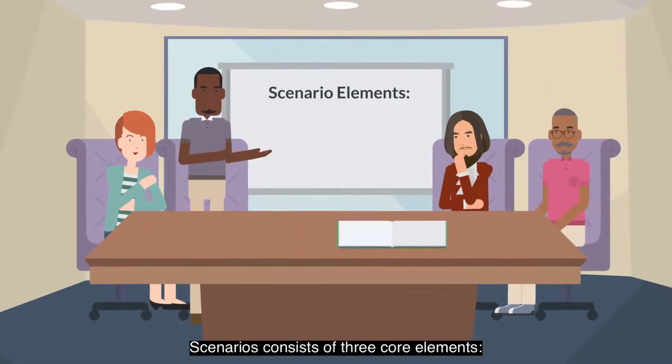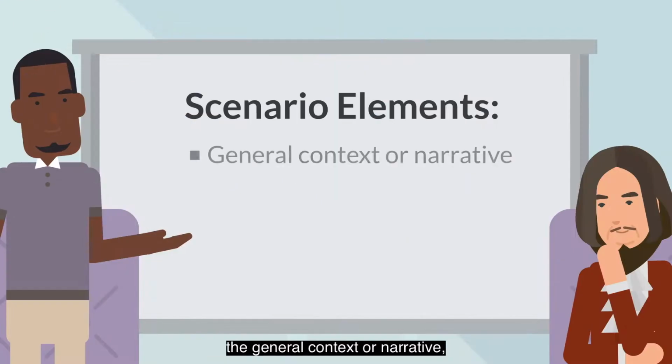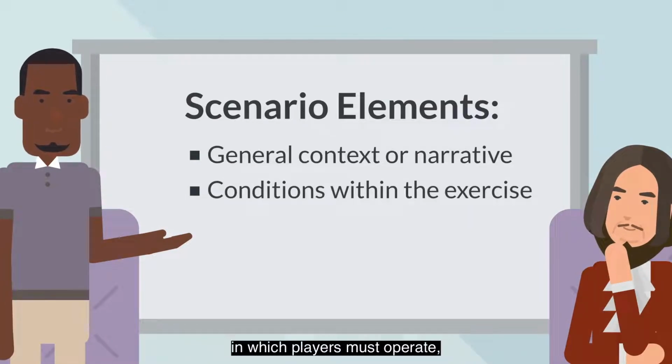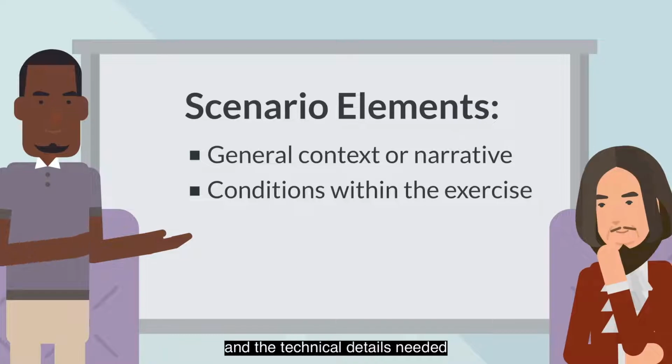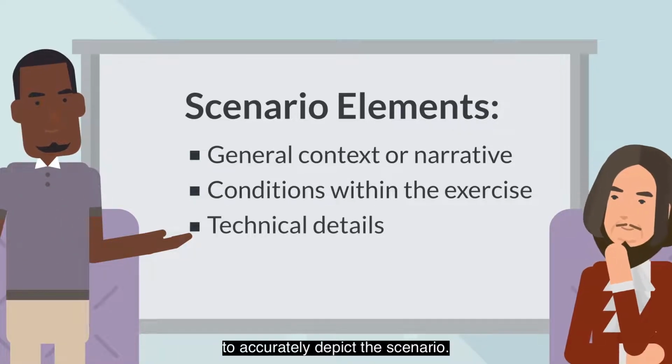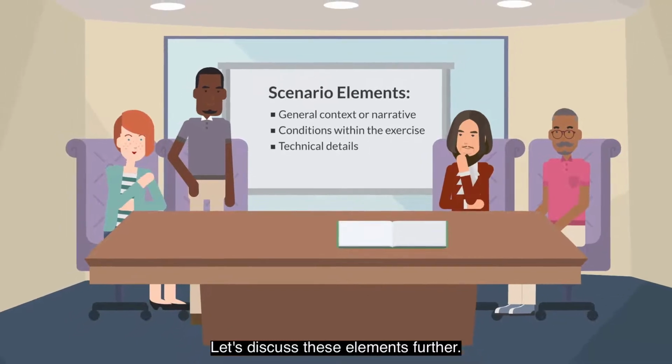How to write a scenario. Scenarios consist of three core elements: the general context or narrative, the conditions within the exercise in which players must operate, and the technical details needed to accurately depict the scenario. Let's discuss these elements further.